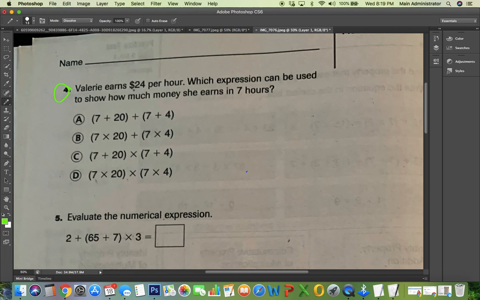Valerie earns $24 an hour. If she works 7 hours, which expression can be used to show how much money she earns in 7 hours? All right, I'm looking at these and I have to figure out if it's multiply or add. Well, I know I'm going to go 24 times 7. When I go 24 times 7, I'm going 7 times 4. So I'm looking for 7 times 4. I do see a 7 times 4 there, and I do see a 7 times 4 there. I'm definitely not adding them. So A and B are definitely out.